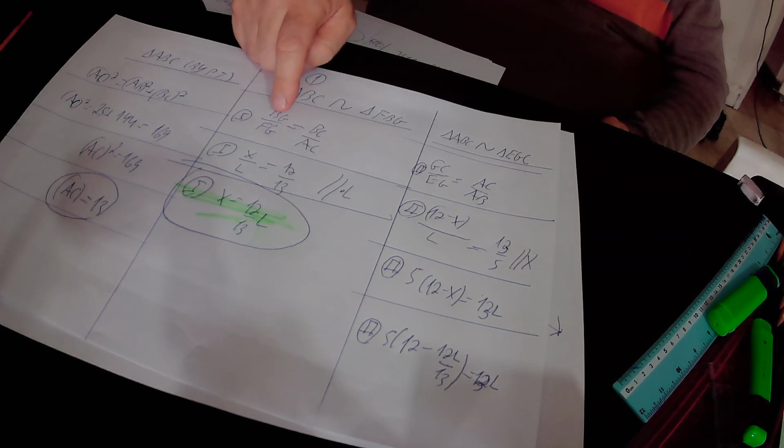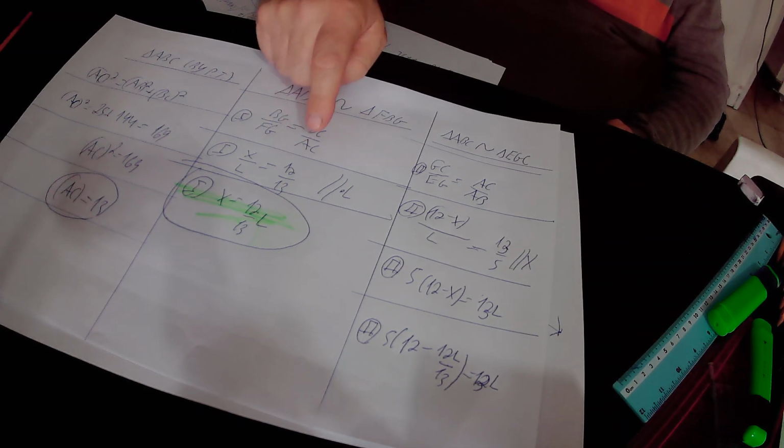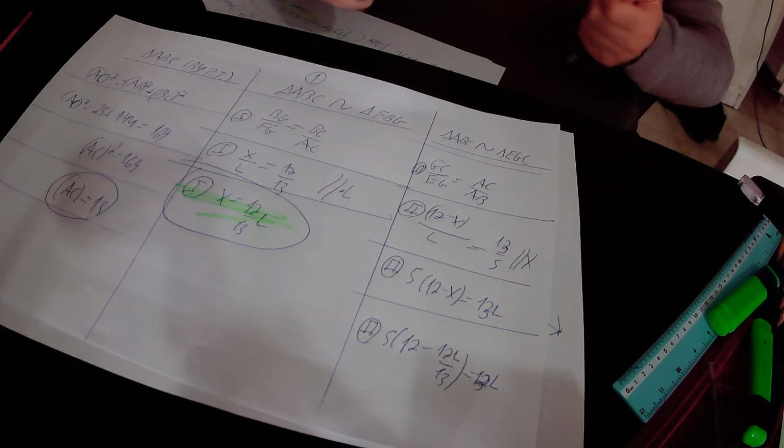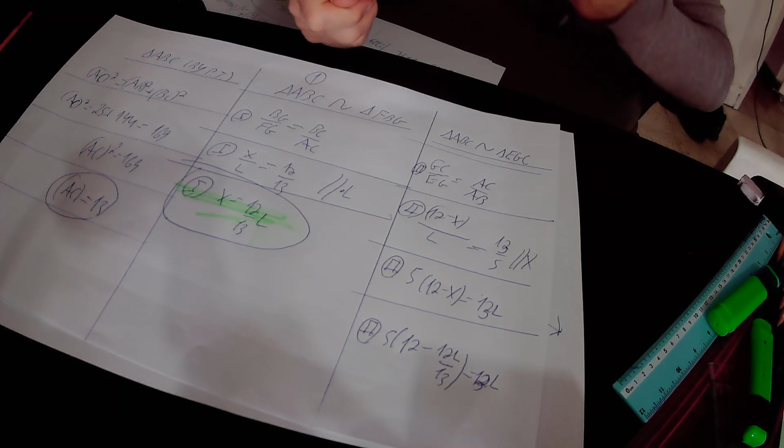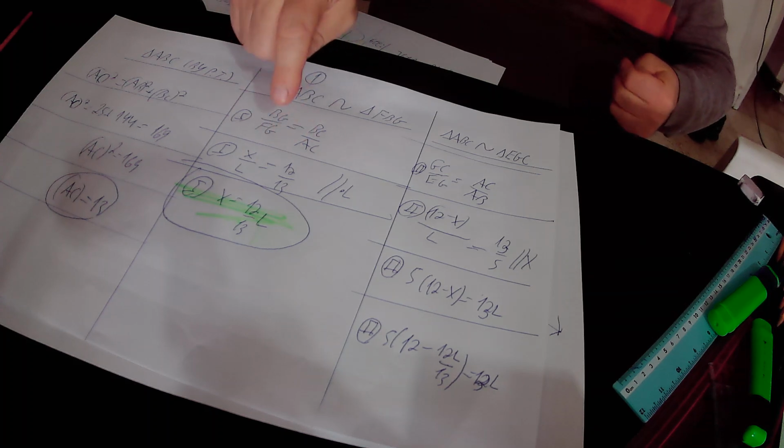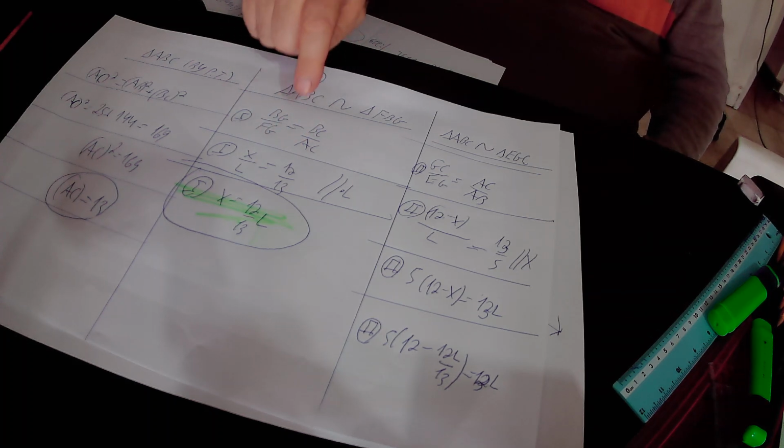BG is X, FG is L, BC is 12, AC is 13. In conclusion, according to equation 1, X over L equals 12 over 13. Here we multiply equation 1 by L, and finally find that X equals 12 over 13 L. So according to equation 1, X equals 12 over 13 L.